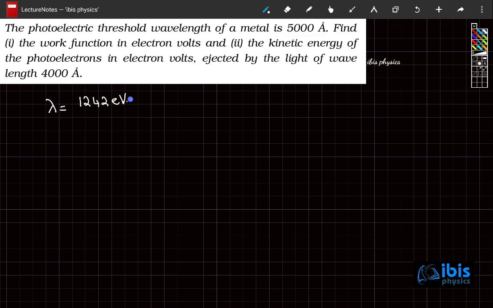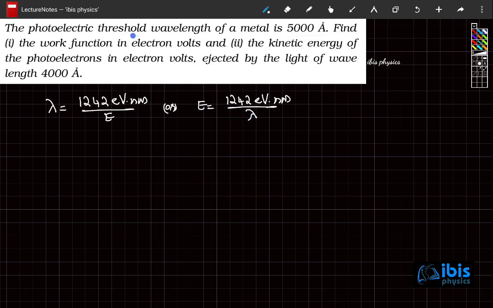1242 electron volt nanometer by energy, or energy is equal to 1242 electron volt nanometer by lambda. If you know the lambda, you can find the energy of the radiation. If you know the energy, you can find the wavelength of the radiation.